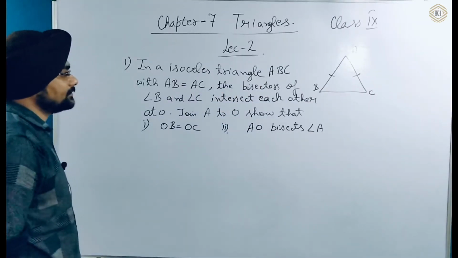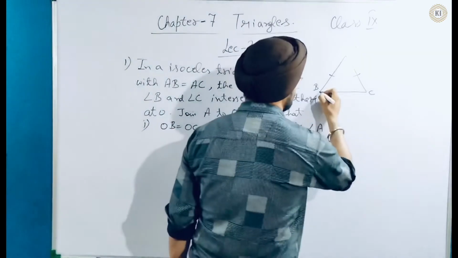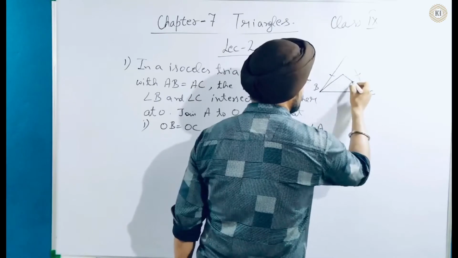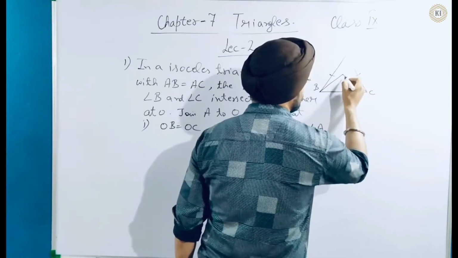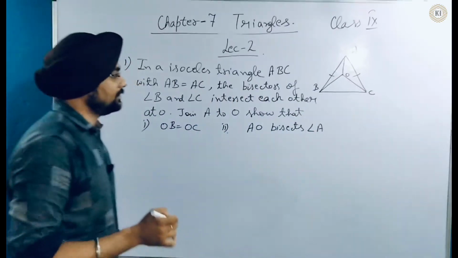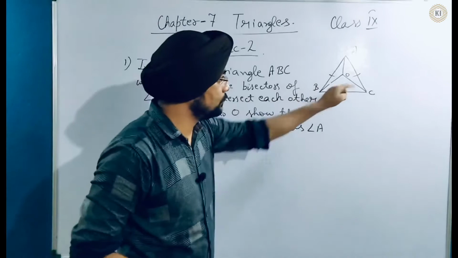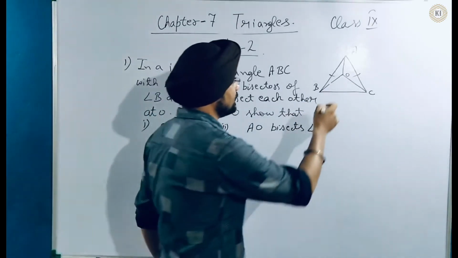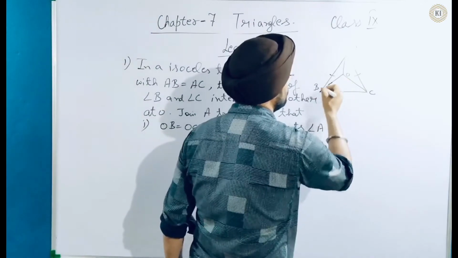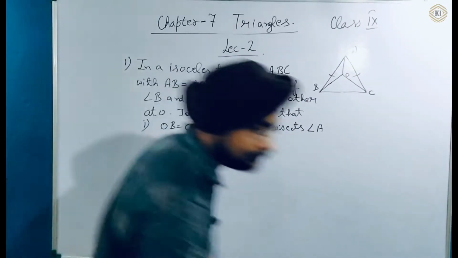The bisectors of angle B and angle C intersect each other at O. We have to join this. So in this question we have to prove OB is equal to OC and AO bisects angle A. So we have to prove these two things. So how to start? See here.